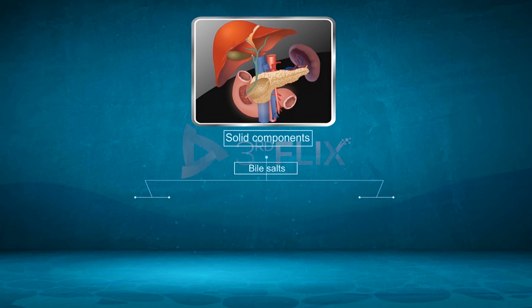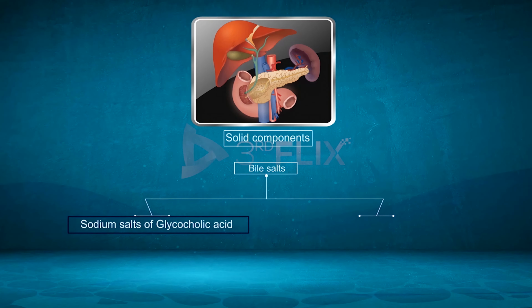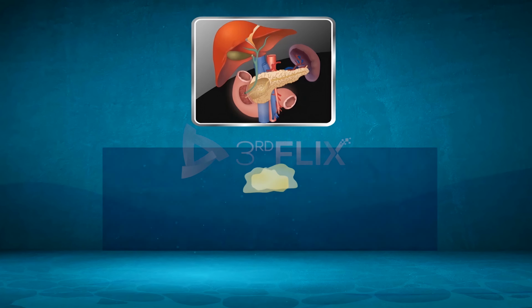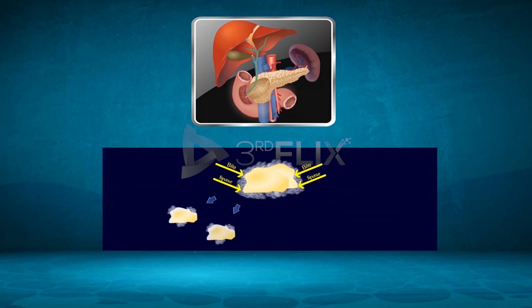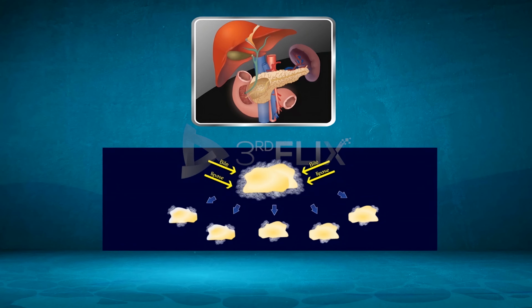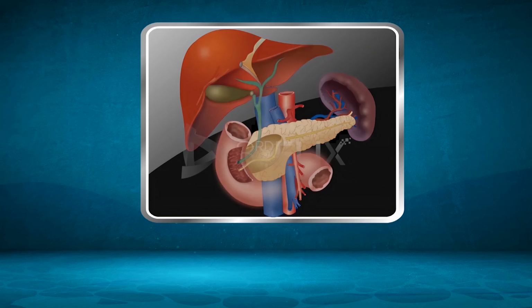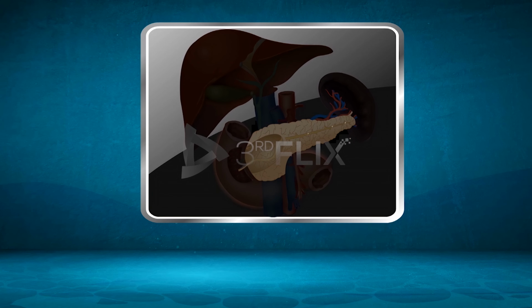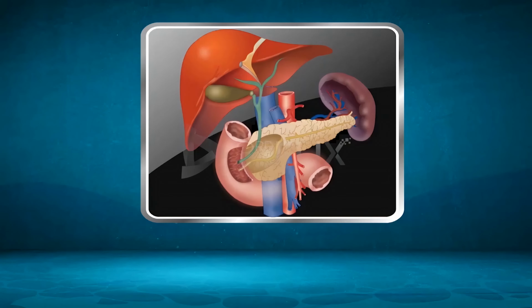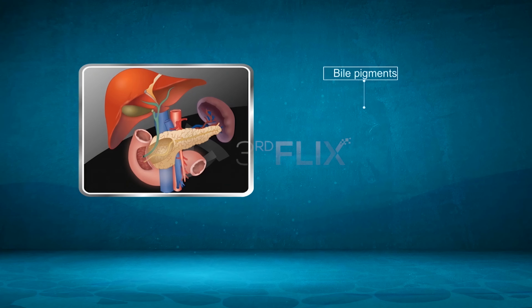The bile salts mainly include sodium salts of glycocholic acid and taurocholic acid. They reduce the surface tension of water, thereby helping in emulsifying and saponifying the fats. They are also useful in activating pancreatic lipase. Bile pigments are bilirubin and biliverdin. They are red and green in color respectively.